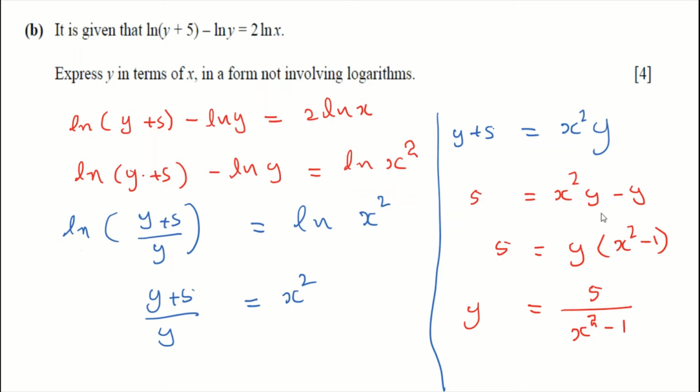Therefore 5, now the y is common here. Since we want to find actually y, we will isolate it by taking it out. So 5 is equal to y into (x squared minus 1). So now we divide this x squared minus 1 to the other side, giving the y in terms of x. Finally y is equal to 5 divided by x squared minus 1. y is equal to 5 divided by x squared minus 1.